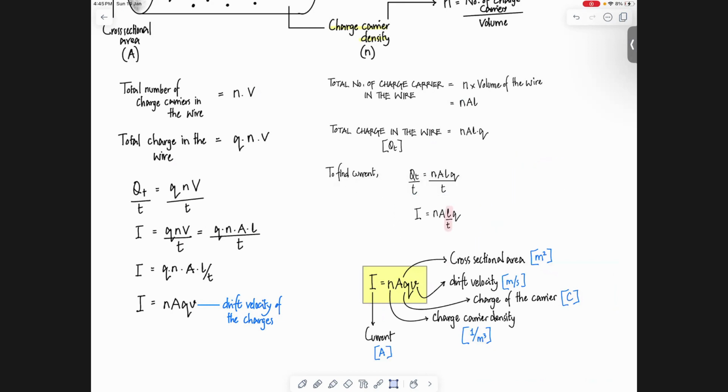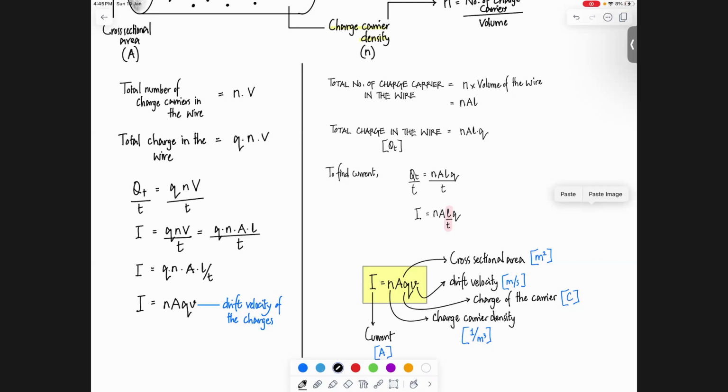Total number of charge carriers in the wire. Is this the same as the total charge in the wire? No. Total number of charge carriers is the number of electrons you have. Let's forget electrons; take the charge carrier to be, say, Cu plus 2. So each of them is Cu plus 2, right? But their charges are not the charge of an electron. Their charges are double the charge of an electron, right?